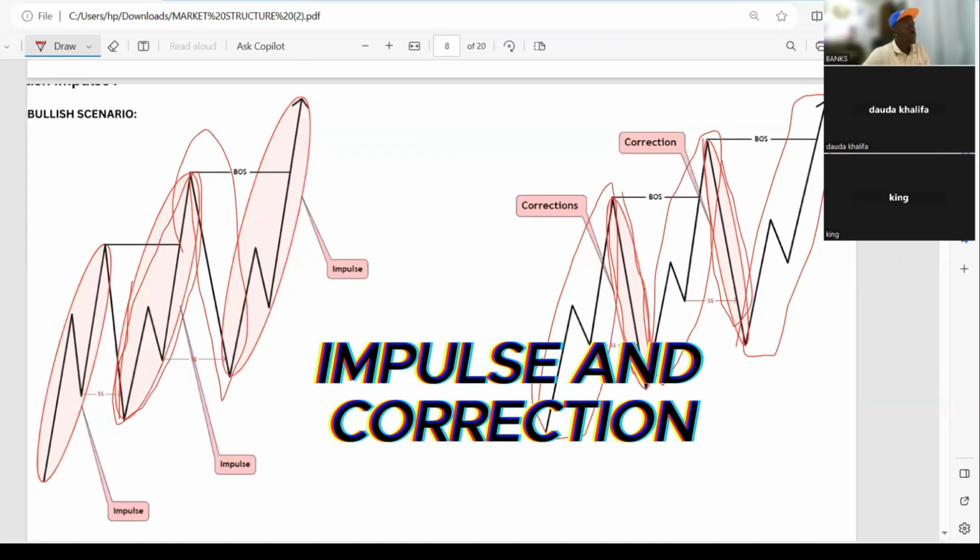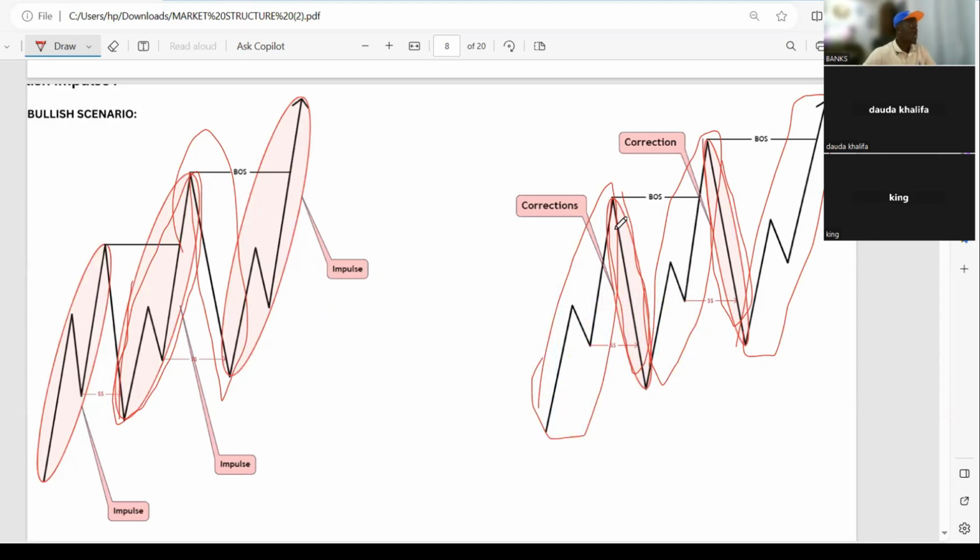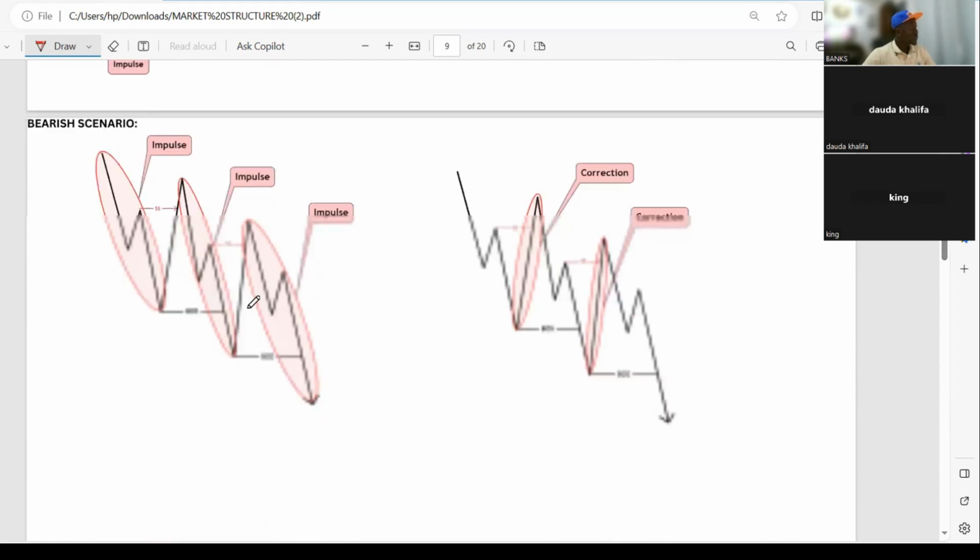That's the bullish scenario on the impulse moves. So you have price giving an impulse move, there's a correction or a pullback. You have another impulse move, there's a correction, another impulse move, and there is a correction. So let's move to the bearish scenario. On the bearish scenario, we are in a downtrend. So what do we do? We identify our swing highs and swing lows, right? Our swing highs and our swing lows.